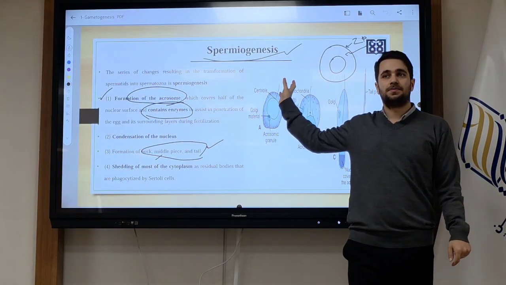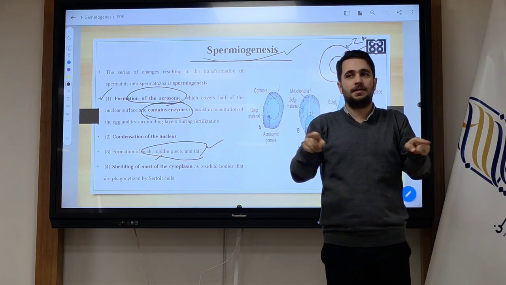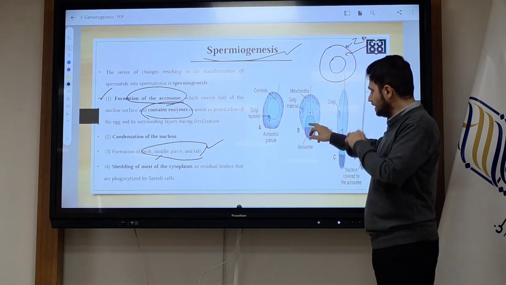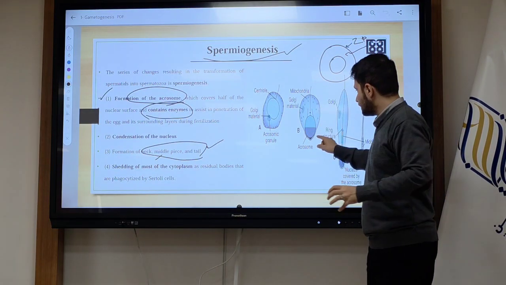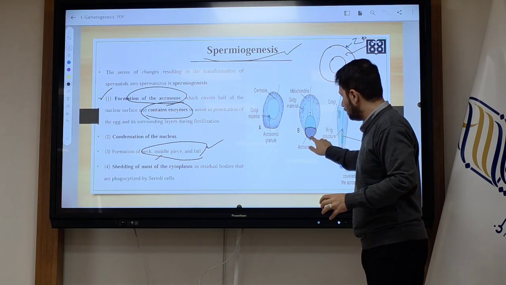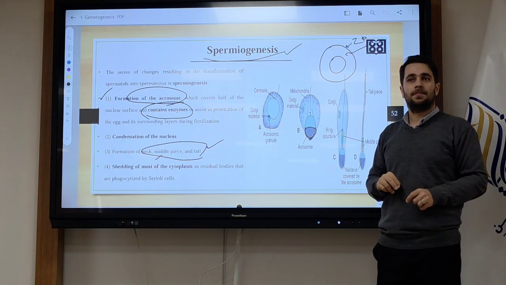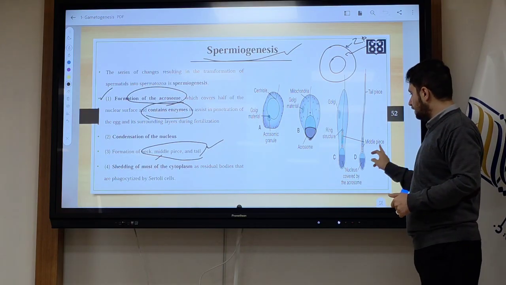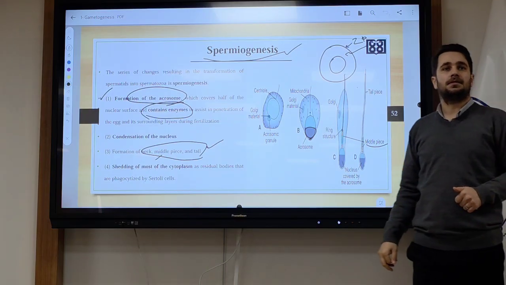So what happened in spermiogenesis? At first, the acrosome is made. And after that, the nucleus is being condensed. So you are seeing that this acrosome is covering this nucleus. And at the next stage, you are seeing that the middle piece and the tail are made.